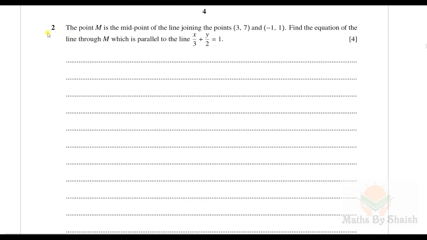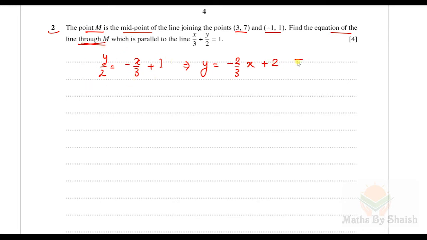Here's the question number 2. The point M is the midpoint of the line joining (3, 7) and (minus 1, 1). Find the equation of the line through M which is parallel to the given line. So the given line is x by 3 plus y by 2 is equal to 1, or we can write y by 2 is equal to minus x by 3 plus 1, or we can say y is equal to minus 2 by 3 x plus 2. I have multiplied by 2 in the whole equation.